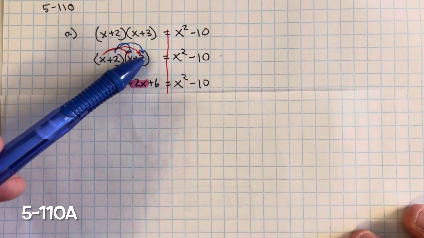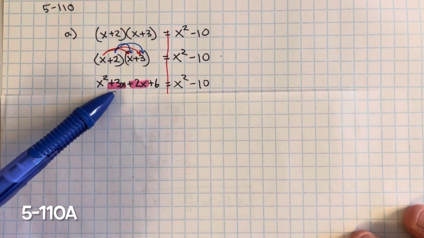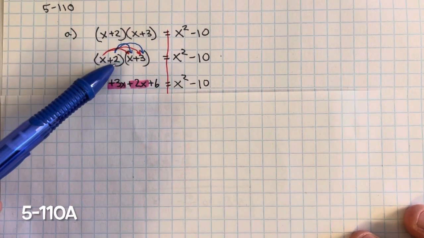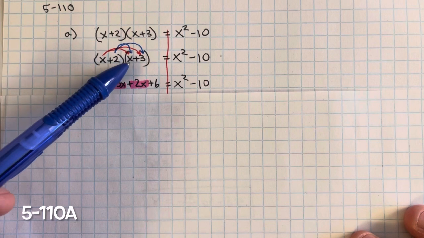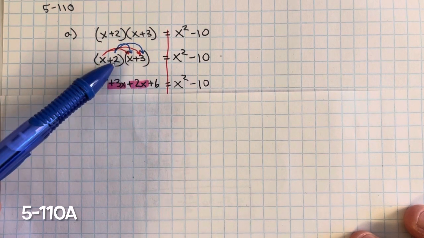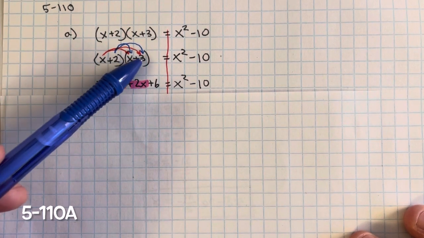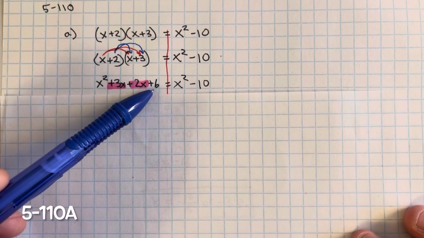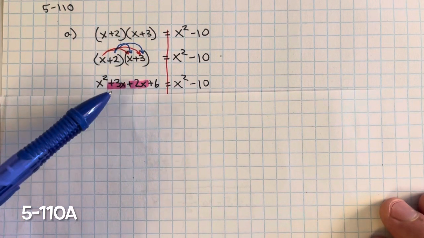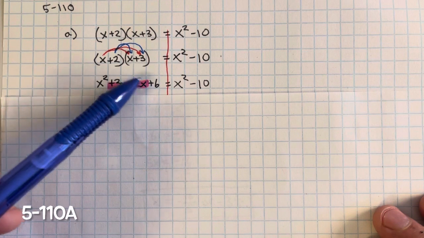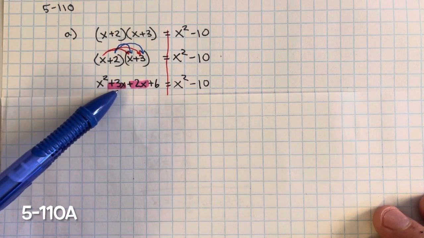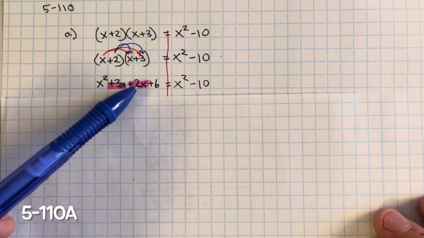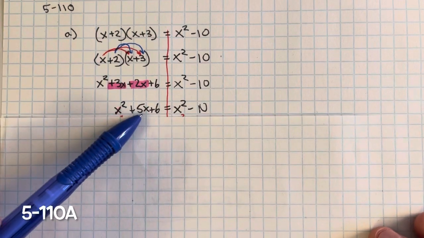Then x multiplied by 3 equals positive 3x. Now we go to the second term. 2 multiplied by x is 2x. And then 2 multiplied by 3 is positive 6. Here we have common terms. So 3x plus 2x equals 5x.